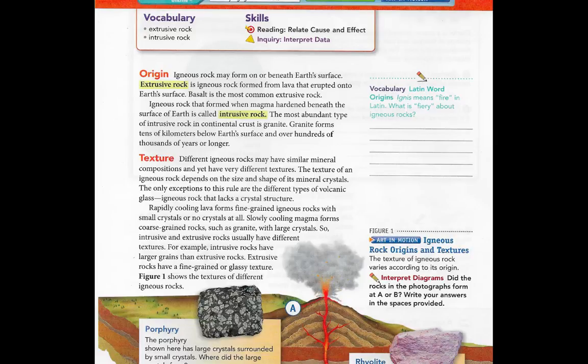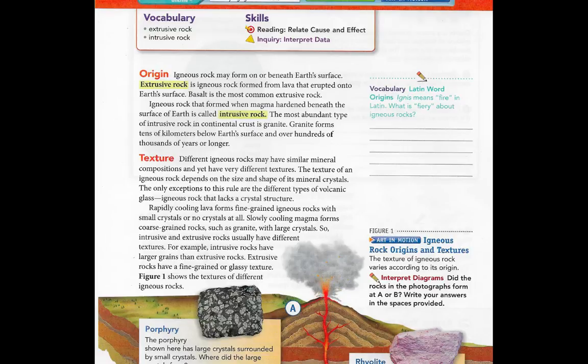So the main two types of igneous rocks: extrusive rock, that's igneous rock that formed from lava that erupted onto the Earth's surface, and intrusive, think inside, that formed inside Earth's surface through the cooling of magma.